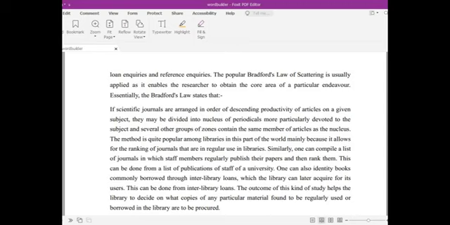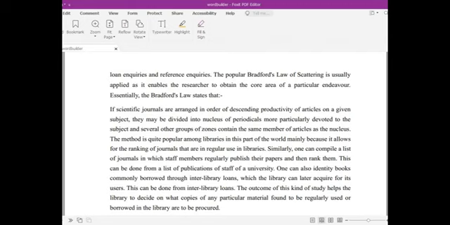This can be done from a list of publications of staff of a university. One can also identify books commonly borrowed through interlibrary loans, which the library can later acquire for its users. This can be done from interlibrary loans. The outcome of this kind of study helps the library to decide on what copies of any particular material found to be regularly used or borrowed in the library are to be procured.